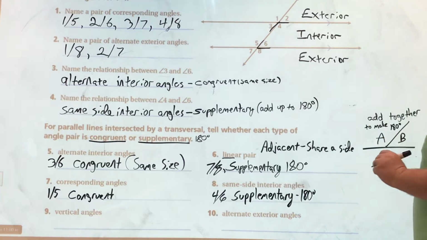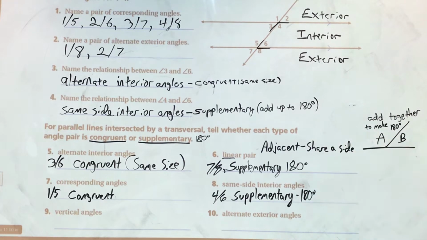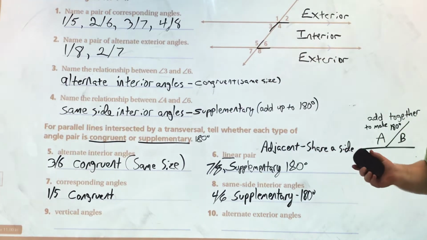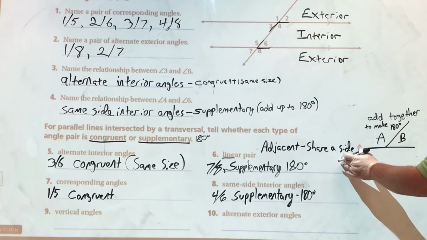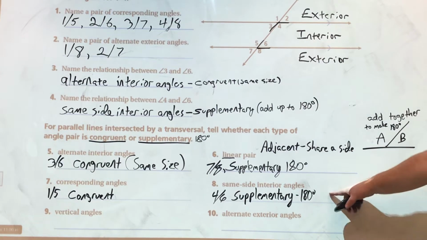All right, and the major difference between same side interior and linear pair is that linear pairs have to be side by side. They have to share a wall, like A and B do right here. If we look at angles 4 and 6, they do not share a common wall. Okay? They do add together to be 180, but they don't share a side. So that's the major difference between linear pair and same side interior angles. We do know that they add together to be 180.